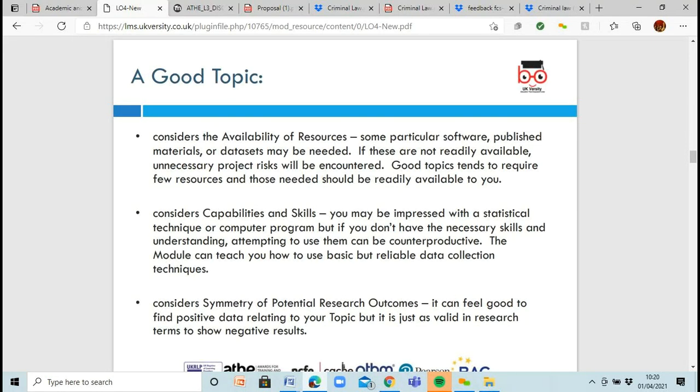So it's a good idea to sometimes use topics that have already been researched, and then you can just sort of tweak it and add more information into it. That is the best way.